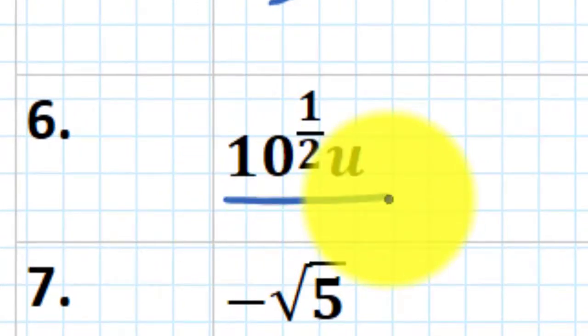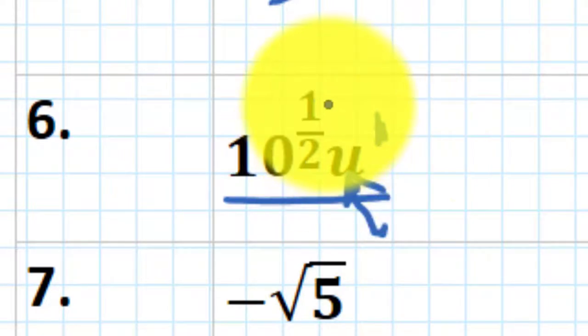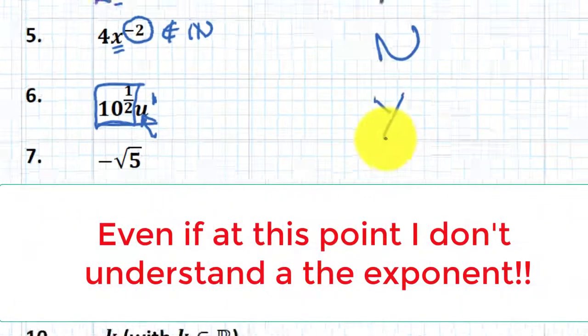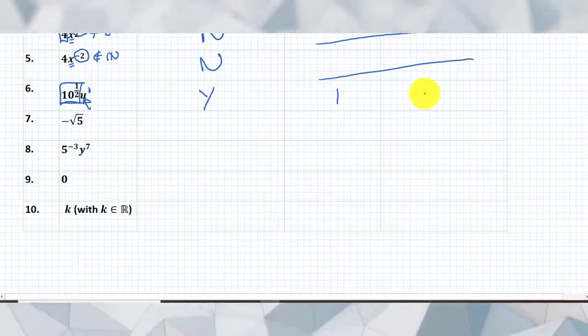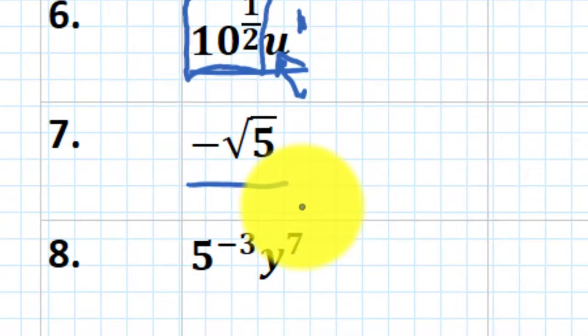Here, do we have a monomial function? In this case, we do. Where's the variable? The variable is right here. Where's the exponent of the variable? There's no exponent written, that's the same as exponent 1. The coefficient is 10 to the 1/2. So this one is a monomial. The degree is 1, and the coefficient is 10 to the 1/2. It's a number. How about number 7?